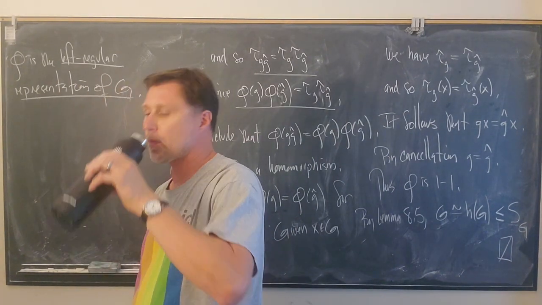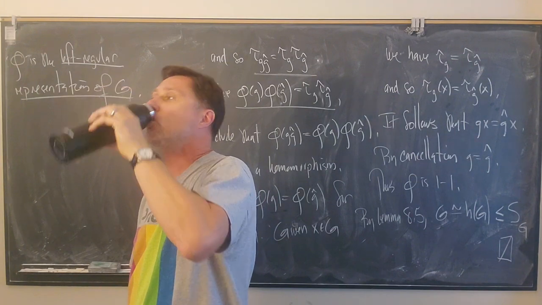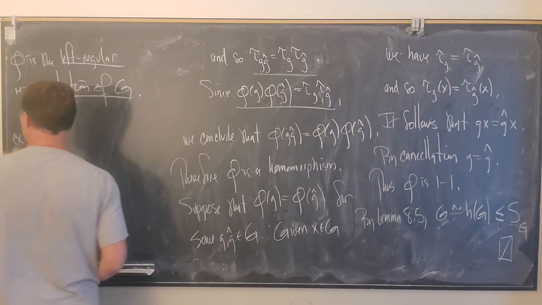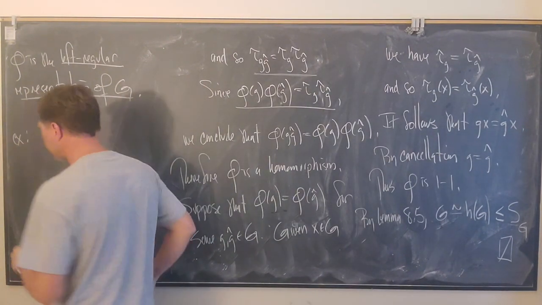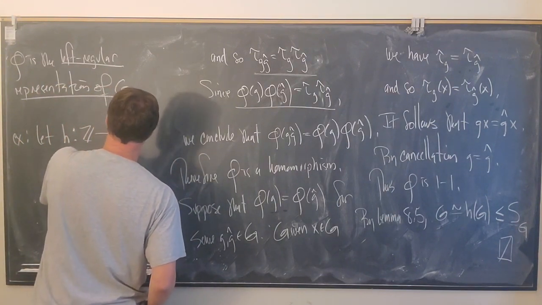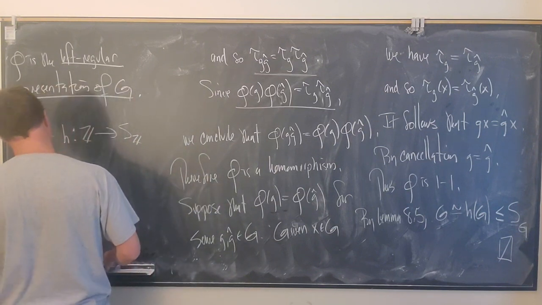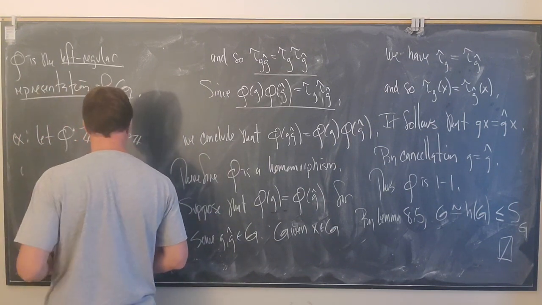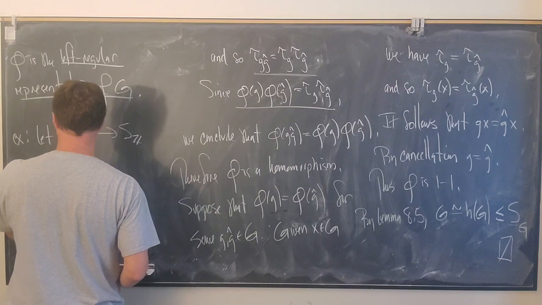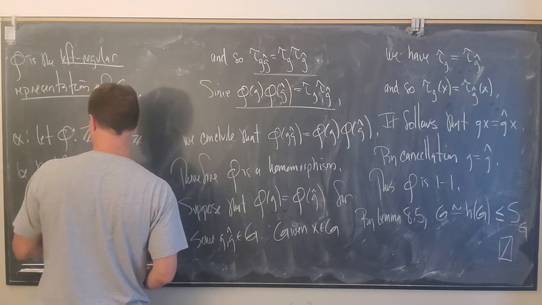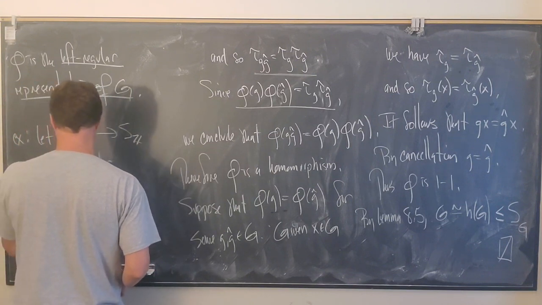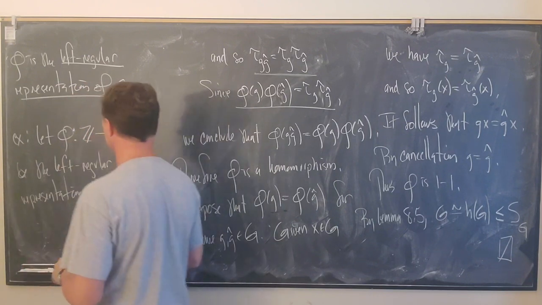Let's try a couple of examples. So first example, let phi from Z to the group of permutations of Z be, oh, I've been using phi, so sorry, let phi be the left regular representation of Z.